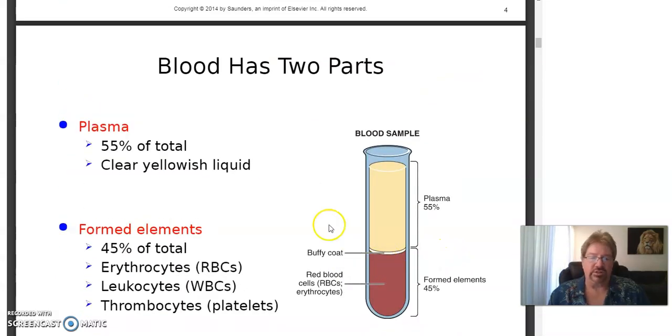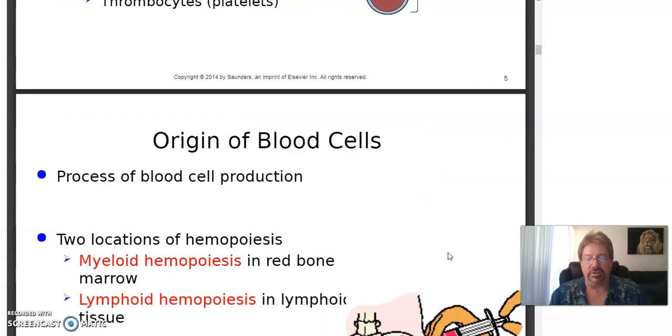Okay, we've already said this. Plasma, about 55%, is a yellowish color. Formed elements, about 45%. There are 3 kinds of blood cells in blood. Red blood cells, which are also known as erythrocytes. White blood cells, which are known as leukocytes. And platelets or thrombocytes, which are little fragments of cells which play a vital role in blood clotting. Is this important? Oh yeah, you know all of it.